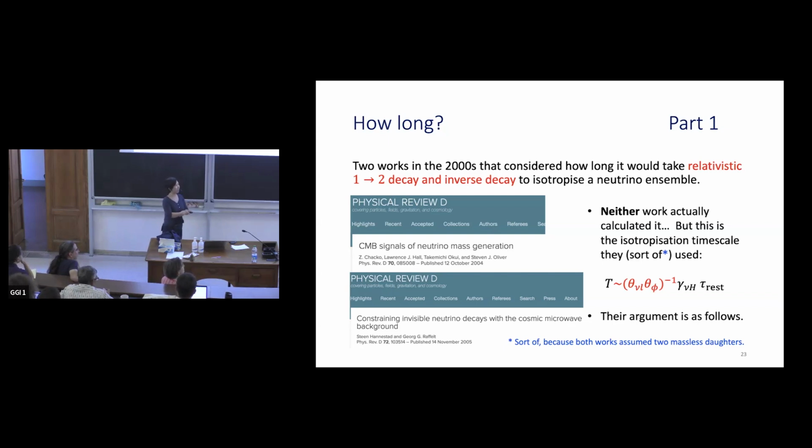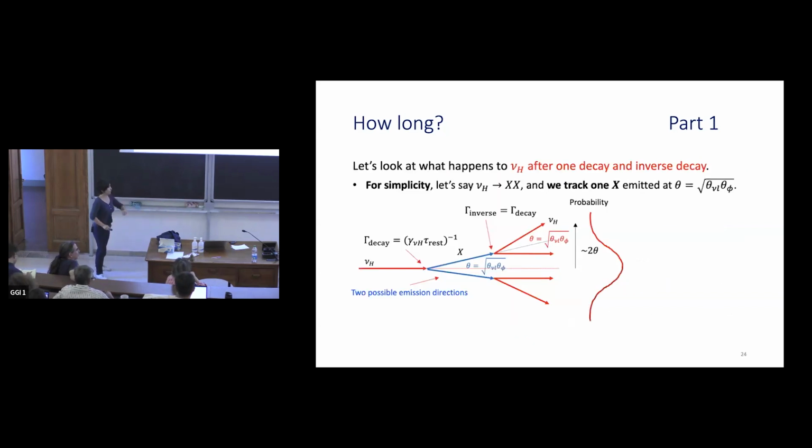And there is a suppression factor here that goes like the inverse of the two angles. They actually just consider two massive daughters. So these two thetas were the same in these two works. And their argument is as follows.